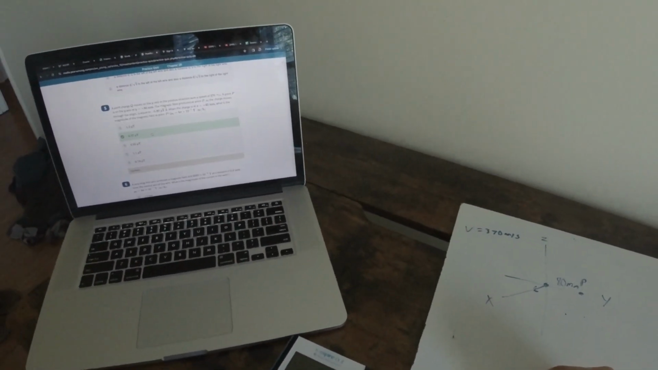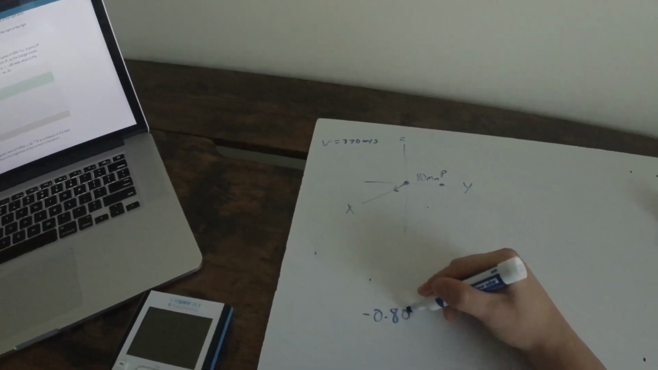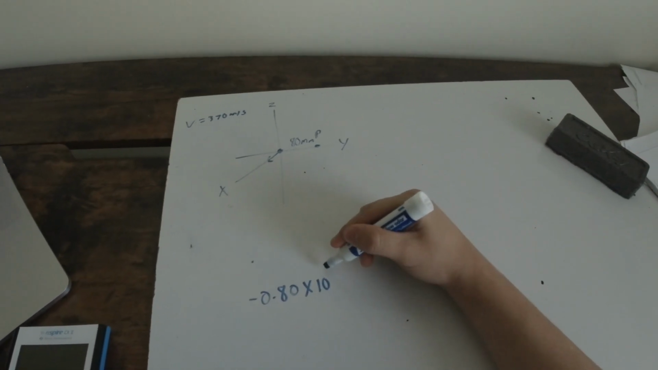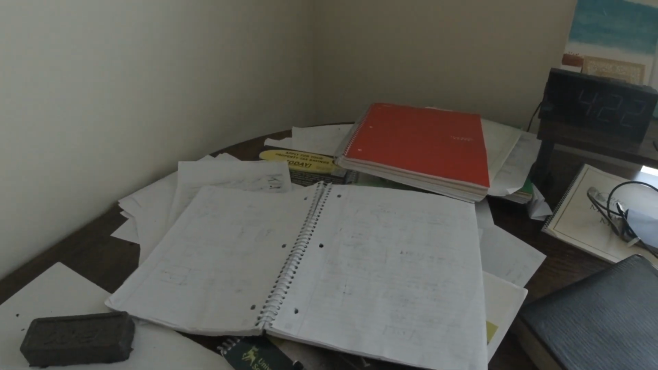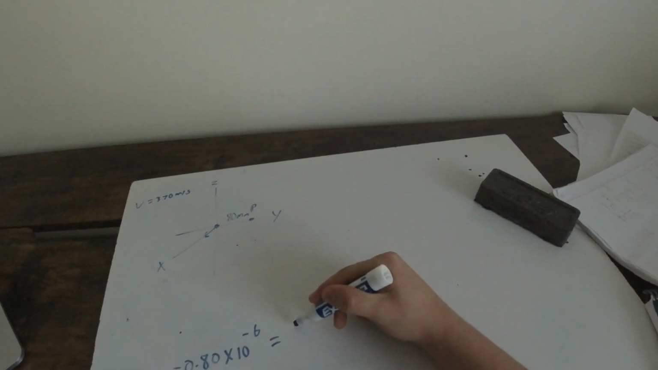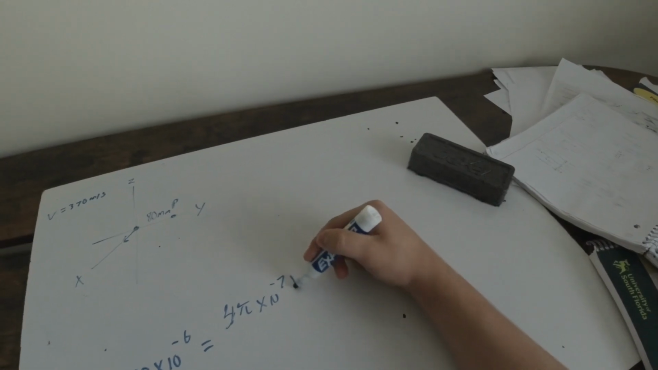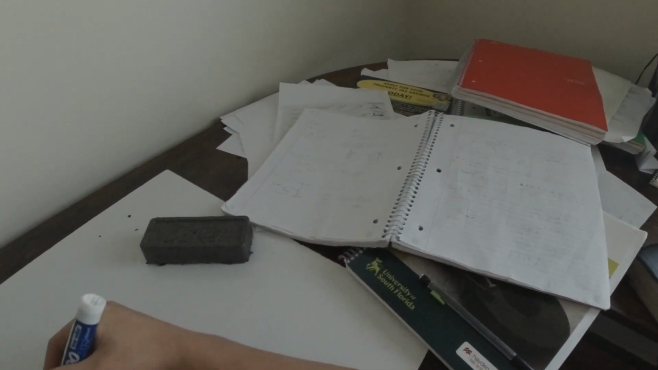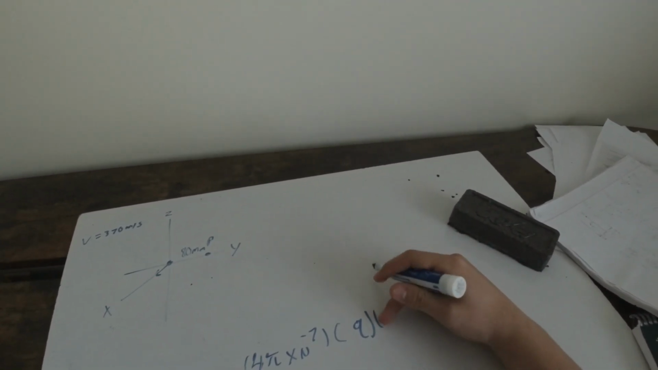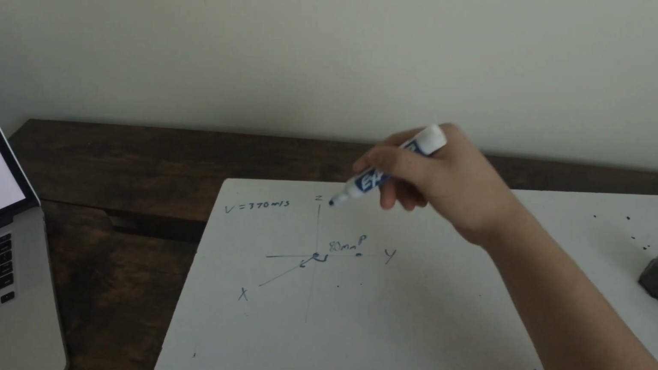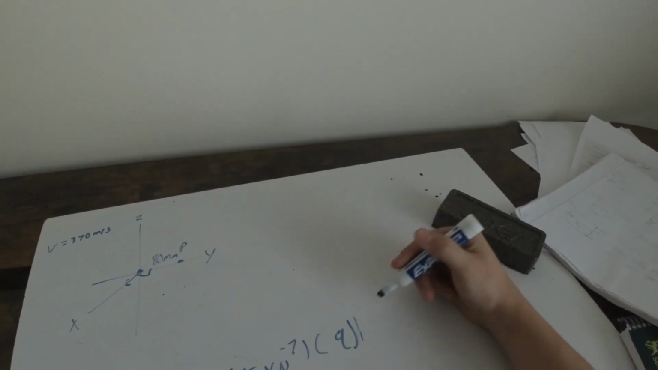second. So it's going to be negative 0.8 times 10 to the negative 6, and this is going to be equal to mu naught, which is 4 pi times 10 to the negative 7, and times the charge, which we don't know, and times the magnitude. Since we know that this is a 90-degree angle, we can just do the magnitude of V, which is 370.